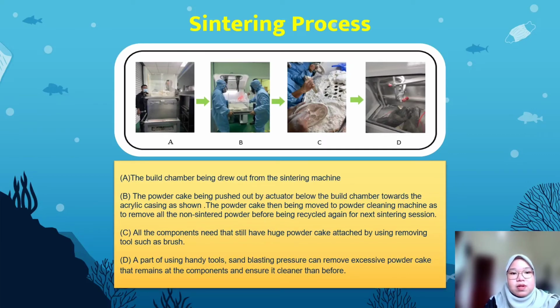Once the sintering process is complete, at post-processing stage A, the build chamber is drawn out from the sintering machine, and then the part together with the powder cake is pushed out by the actuator below the build chamber towards the acrylic casing, as shown in figure A.